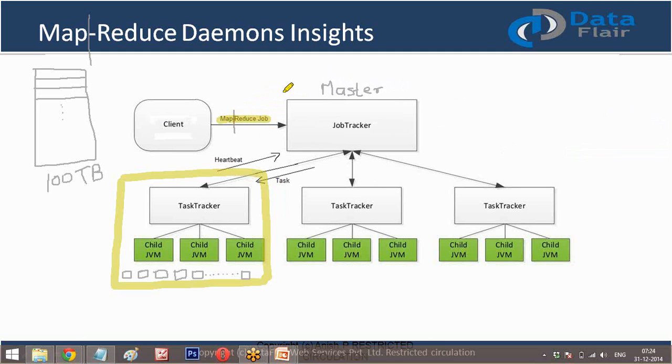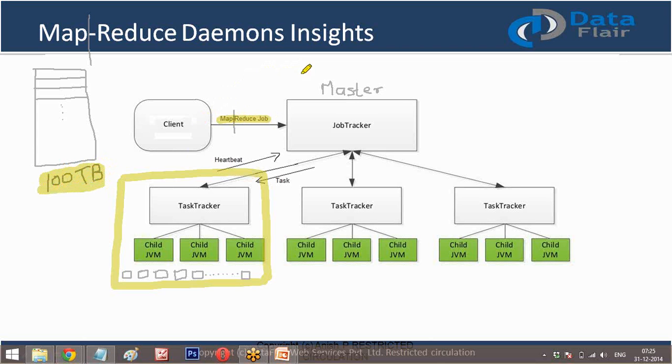Client will submit the MapReduce job on the master. Suppose he wants to do word count simply. How many words are there? Very simple example, let's not go into any complexity. He will say, boss, just tell me how many words were there in this 100 TB file. Whatever algorithm I want to do, I'll write that algorithm in this particular job.